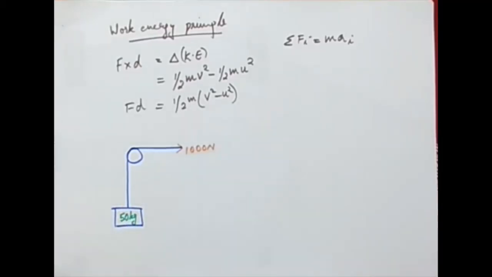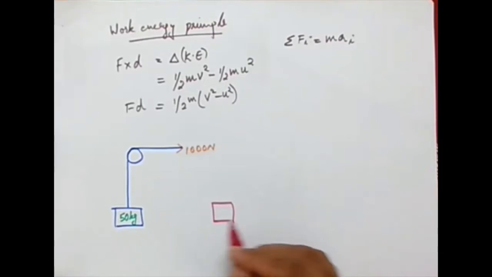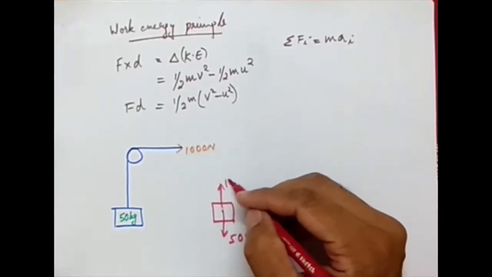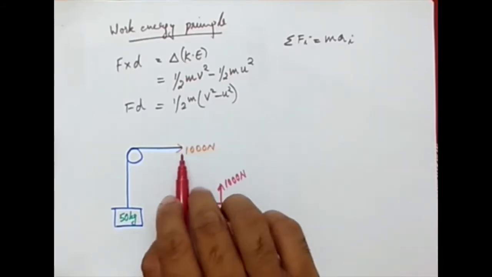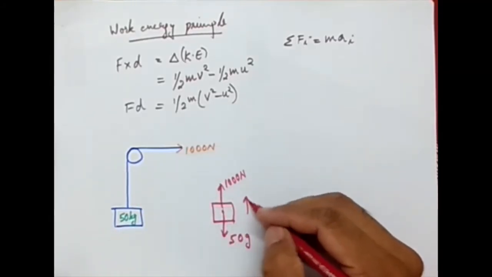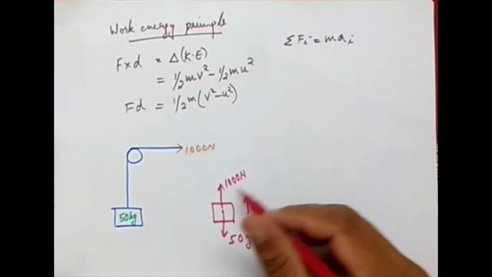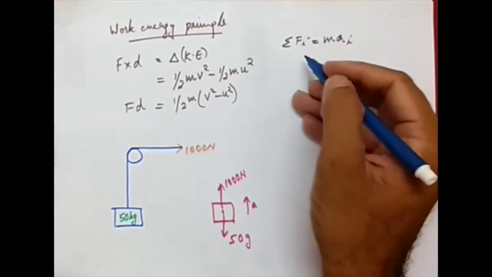Now I'm attempting to plot the free body diagram of this particular block. The free body diagram will look something like this. So 50 g will be acting downwards, and there's going to be 1000 Newton acting upward, and as this force is pulling it upward, the acceleration of the block will be in the upward direction. So let's calculate the acceleration value. To calculate it, we can use the D'Alembert's principle that we already know.